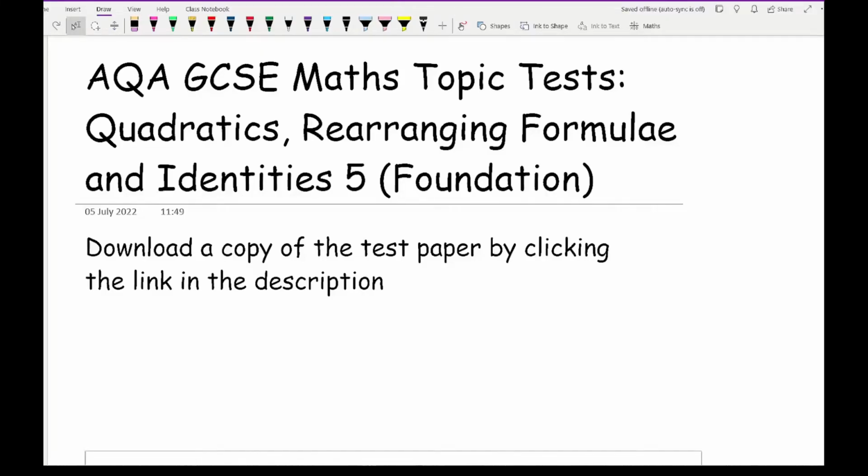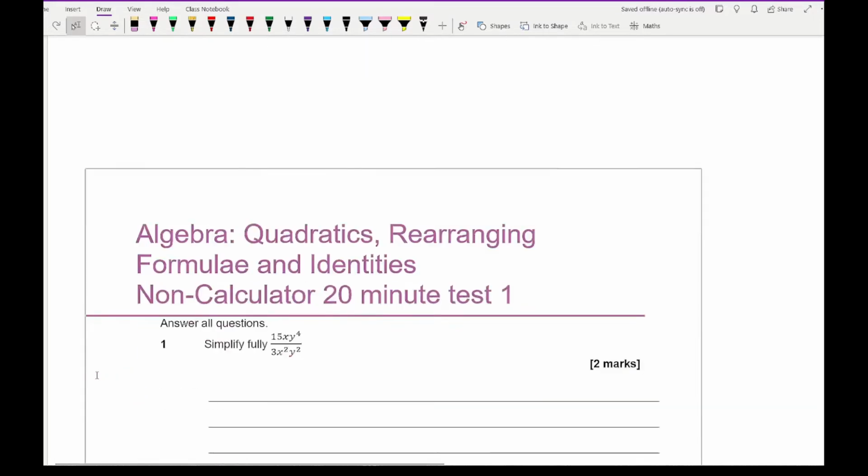Now, before we get started working through this test paper, just a little reminder that this test is designed to be a little bit longer than the previous ones if you have completed them, and also the questions are designed to be for a non-calculator paper. So let's get started on question 1.